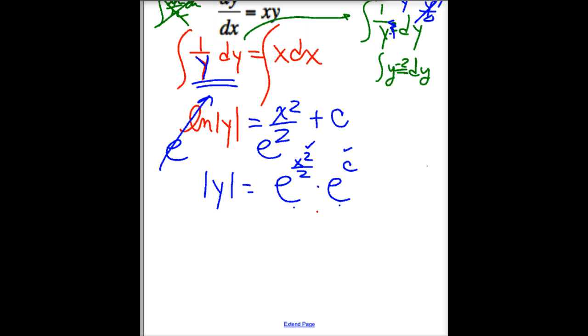I am then going to call this some other constant, and I'm going to actually define it as plus or minus e to the c. Not really necessary, but I have OCD, so I need to have that there. It's c e to the x squared over 2, and that's the best I can do until somebody tells me a point on the curve so that I can go find Carl, and that's what's up next.